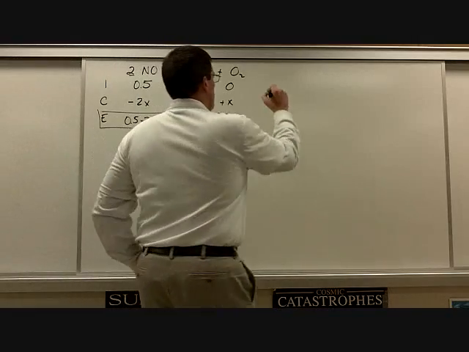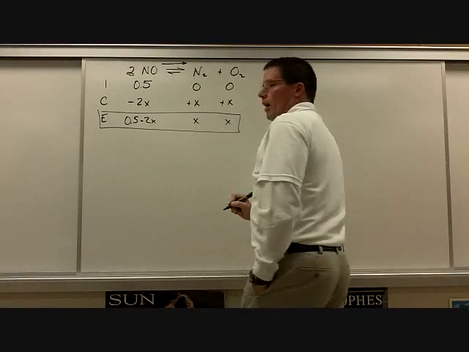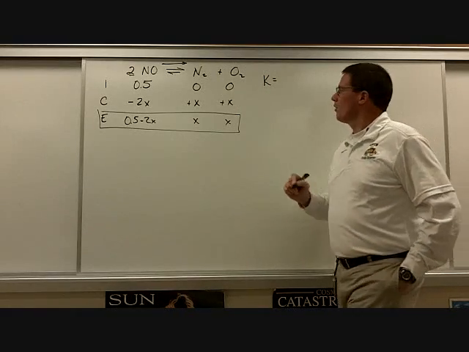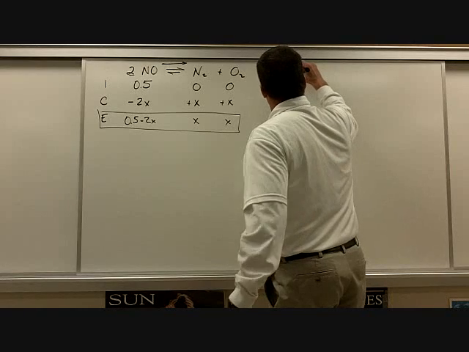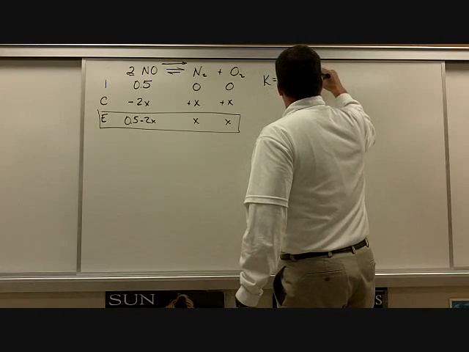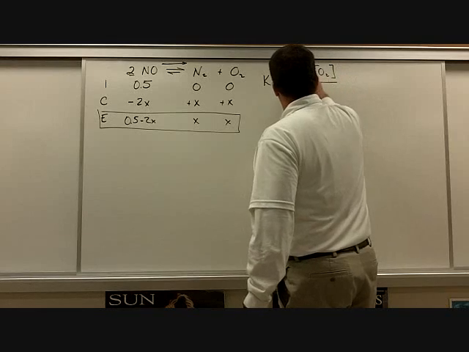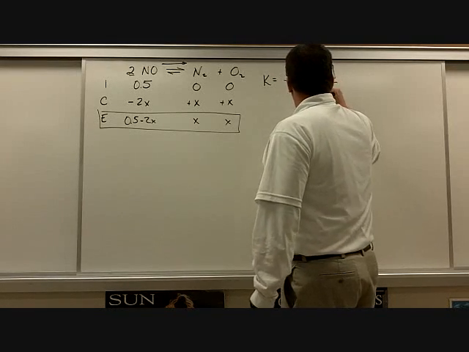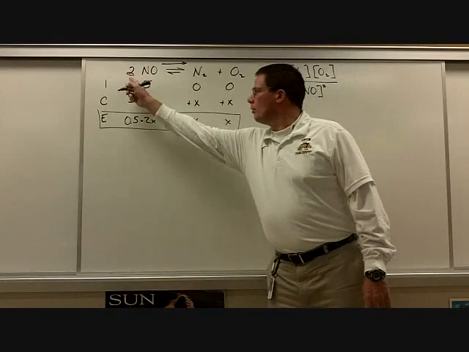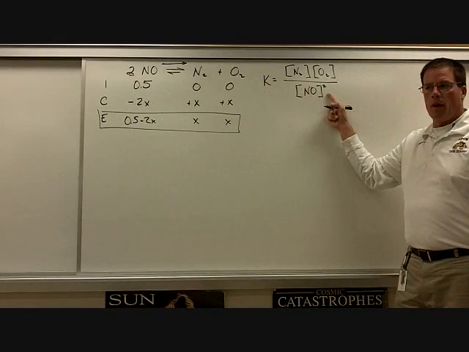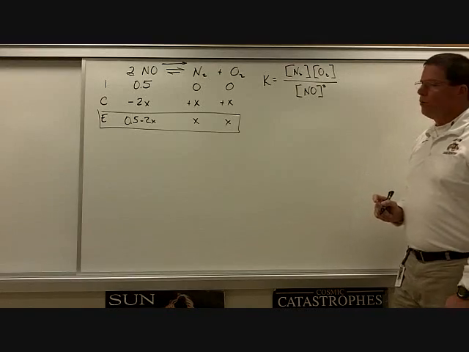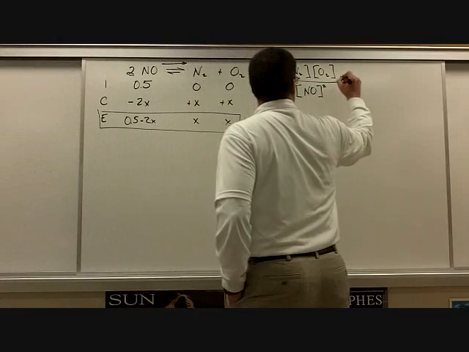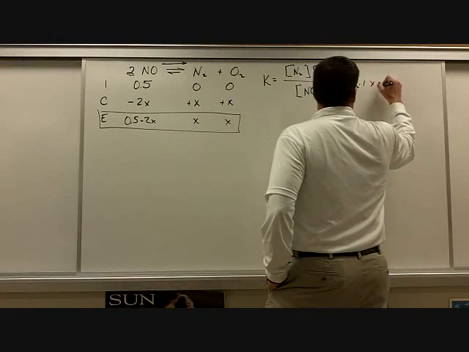So based on our balanced equation, we'll write the expression, K, and what do you put on top? Products. So we'll put the concentration of the nitrogen on top, and the concentration of the oxygen as well. And then on the bottom, we put our reactants. And since we have a coefficient of 2, that means we square it. Okay? And this is all equal to 4.1 times 10 to the negative 4, I believe. So 4.1 times 10 to the negative 4.